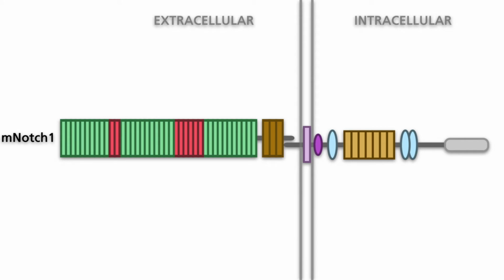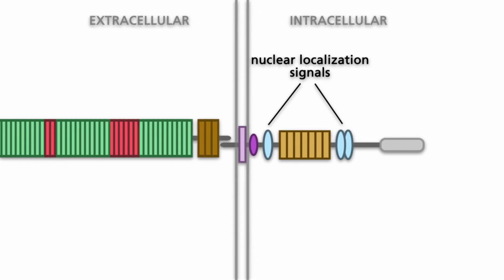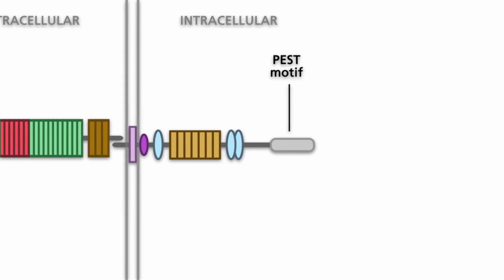Non-covalent bonds of the heterodimerization domains link the extracellular, the transmembrane, and the intracellular fragments to each other. The transmembrane domain contains cleavage sites for gamma secretase. The nuclear localization signals guide the intracellular Notch fragment into the nucleus, and the ankyrin repeats mediate interactions with other proteins. The PEST domain mediates the degradation of the intracellular Notch fragment by the proteasome.